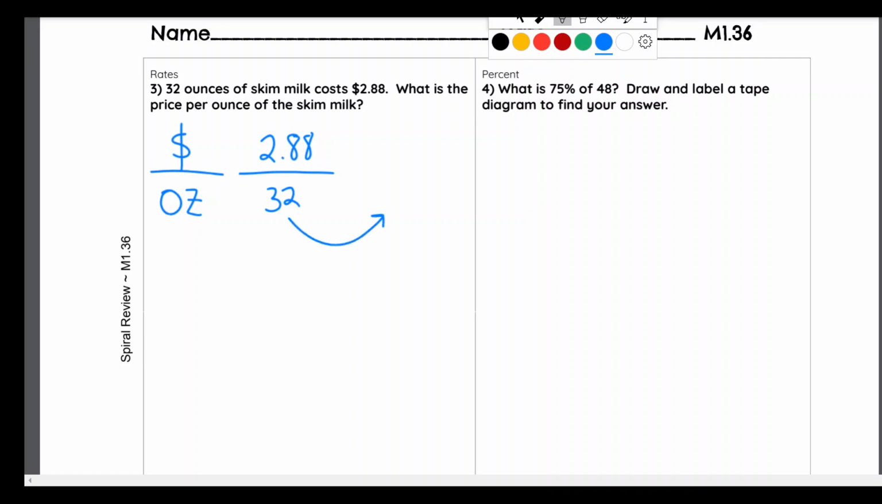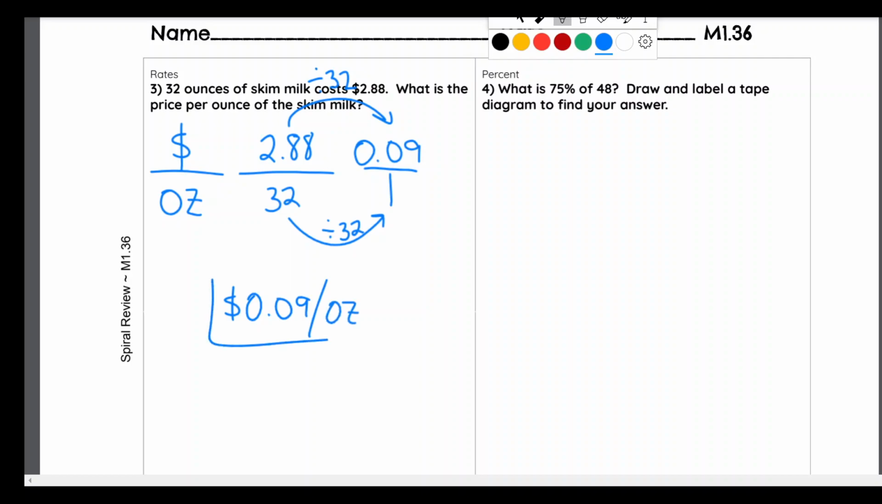And I am looking for the price of 1 ounce. So I will divide by 32. It's a rate question. I can get out my calculator. 288 divided by 32. That is 9 cents. So I have 9 cents per ounce for the skim milk.